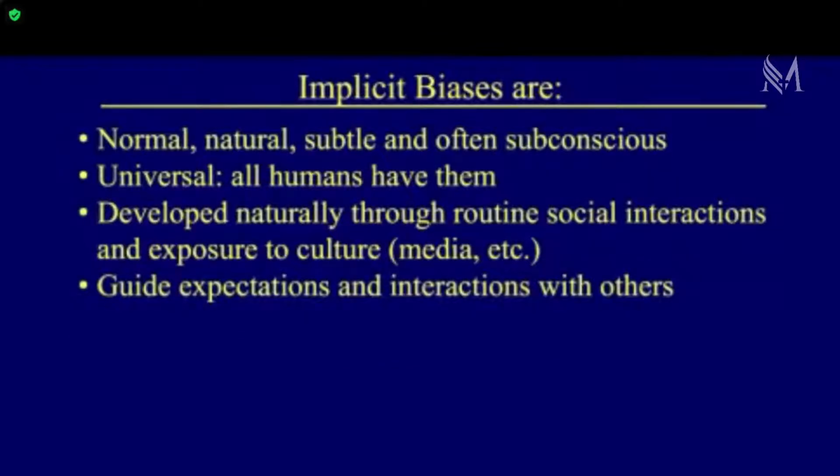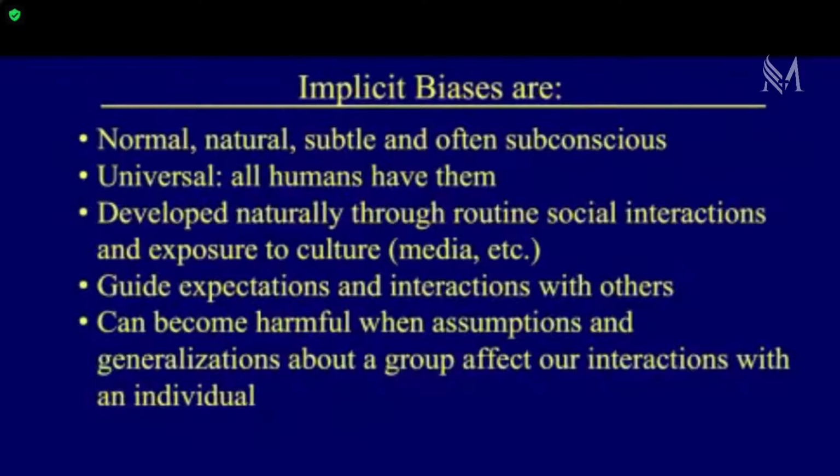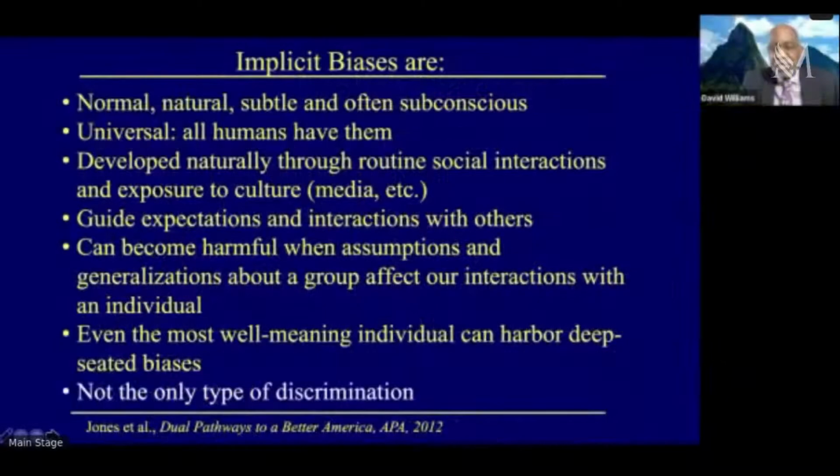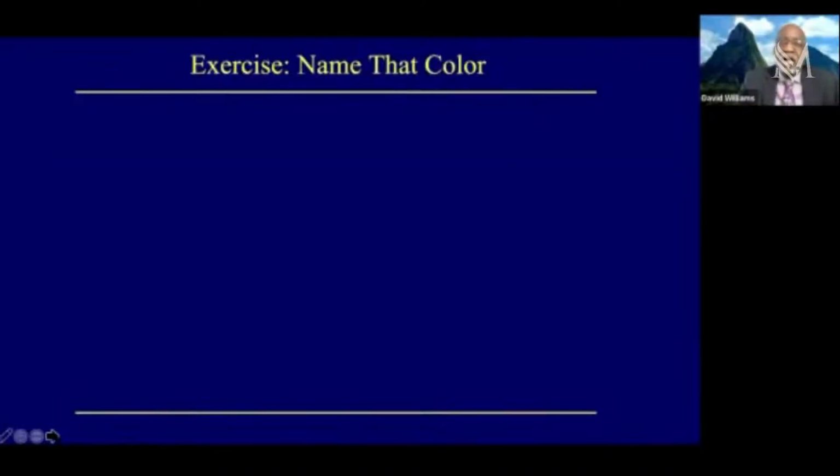They guide our expectations and interactions with others. They can become harmful when assumptions and generalizations about a group affect our interactions with an individual. Even the most well-meaning individual can harbor deep-seated biases. So you're not a bad person because you have them. You're just normal. However, implicit biases are not the only type of discrimination. We're going to talk about explicit discrimination as well.